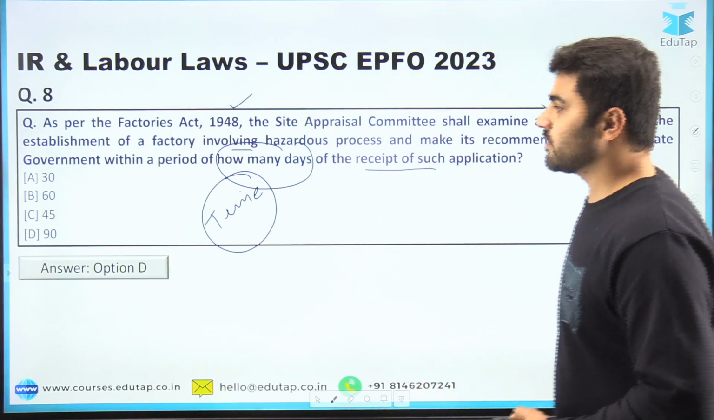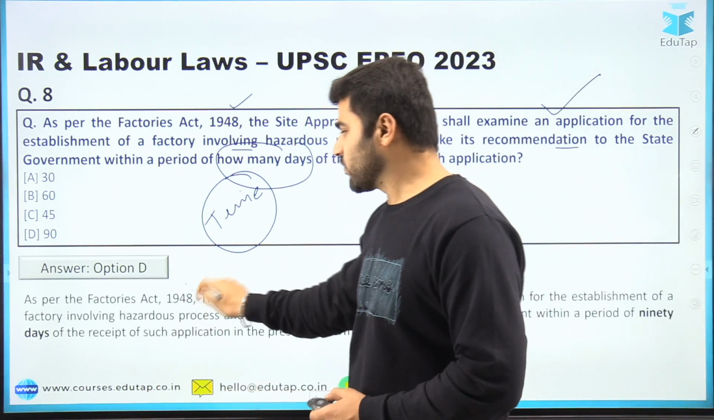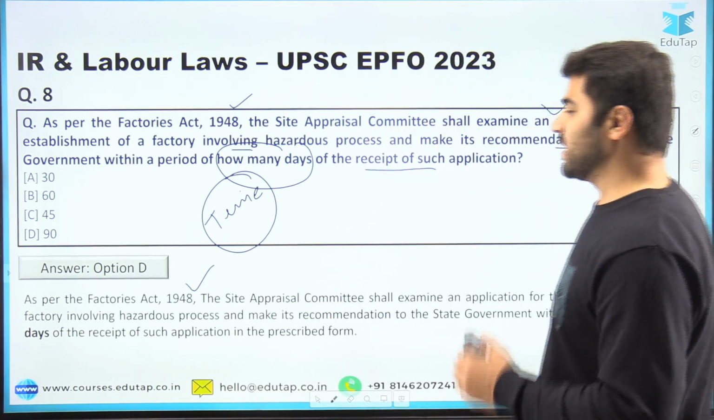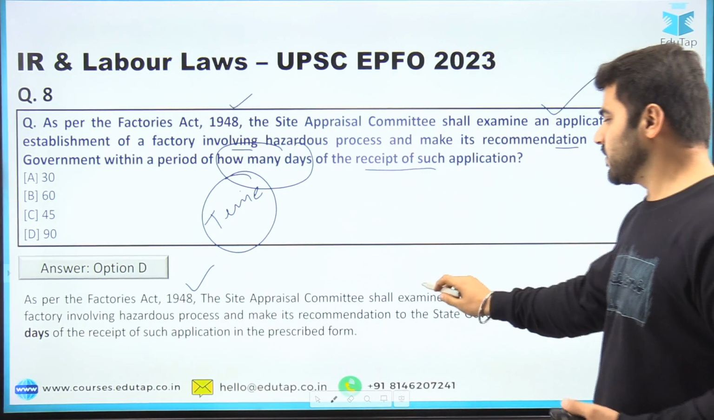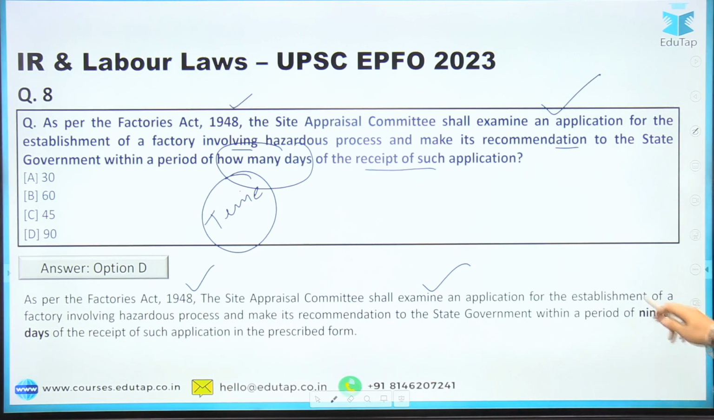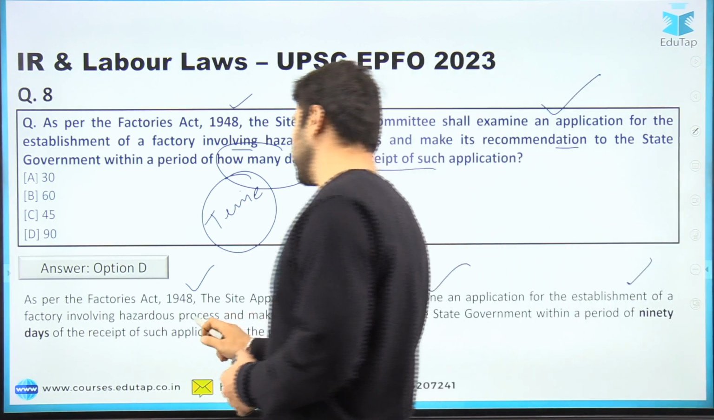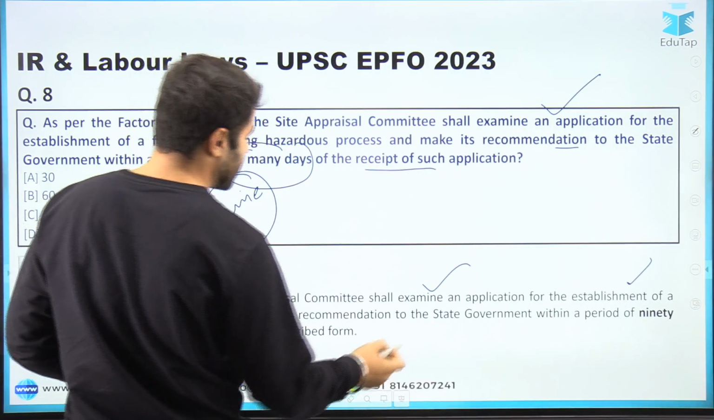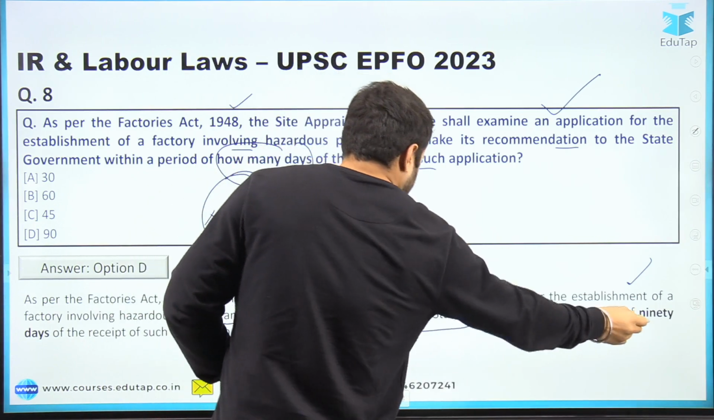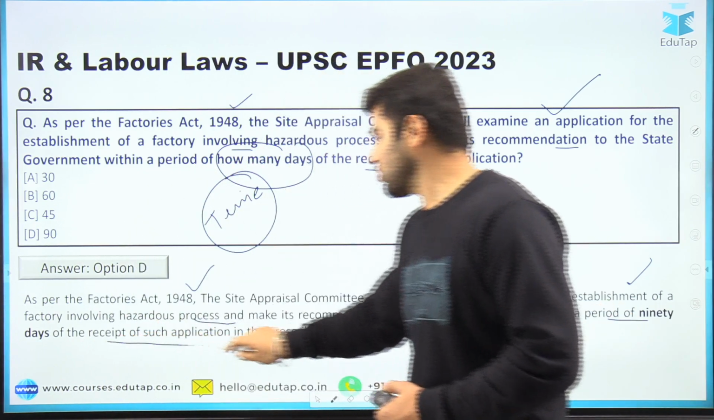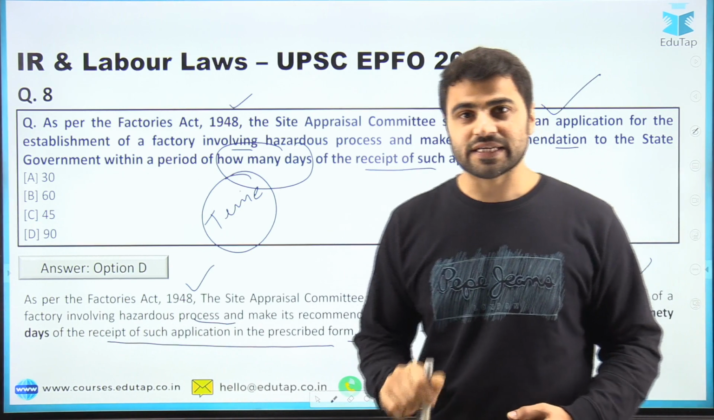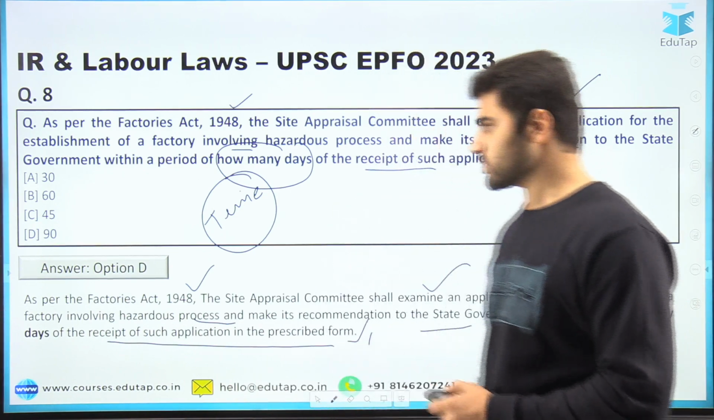The right answer is option number D, that is 90 days. So if you read the provision under the Factories Act 1948, there you will read that Site Appraisal Committee shall examine an application for the establishment of a factory involving hazardous process and make its recommendations to the state government within a period of 90 days of the receipt of such application in the prescribed form, right?